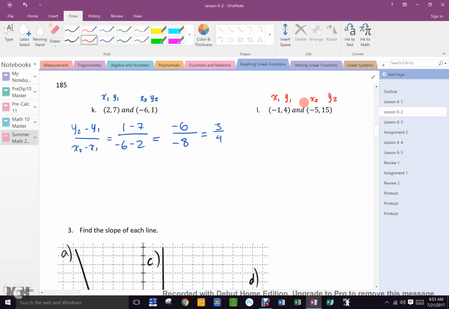So what is y2 over here? 15. Minus, what is y1? 4. Over, what is x2? Negative 5. Minus, what is x1? Negative 1. What's 15 minus 4? 11. What's negative 5 minus 1? So close, Amrit. Negative 4. So that's my slope. Well, of course you can have a negative slope. That's a positive slope. That's a negative slope. Is everybody good?